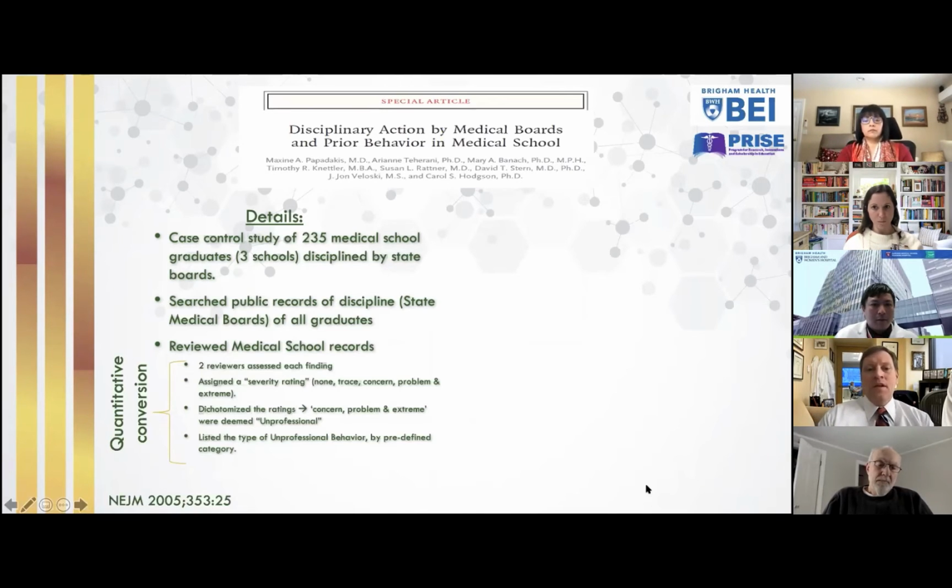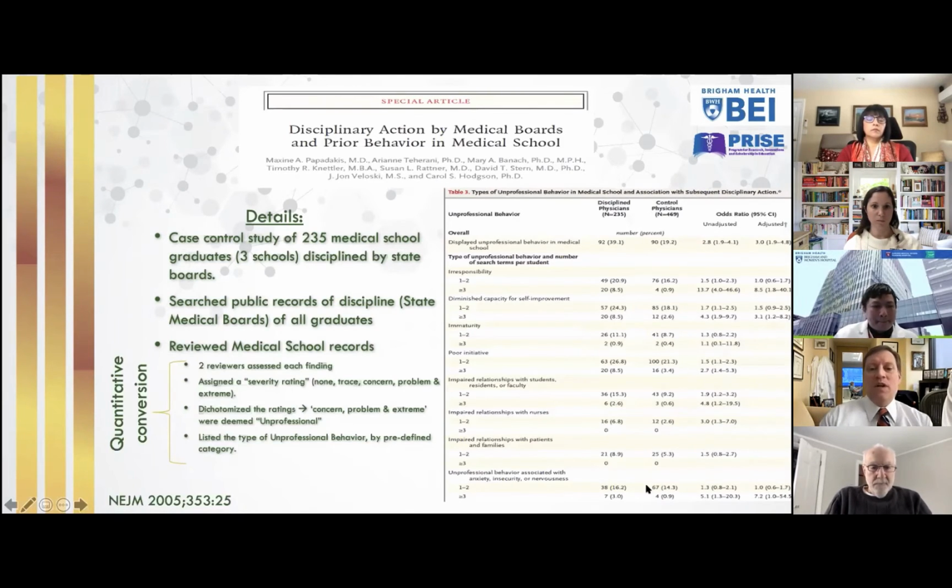How did they do that? Well, when they looked back in medical school records to try and understand behavior, they first had 2 blinded people assess each finding, each event that occurred. Then the quantitative conversion is, even though it was a behavioral event, they assigned a severity rating to it, ranging from 1 to 5: not severe, trace, a concern, a problem, or extremely concerning. And then they essentially dichotomized the ratings, and you're going to see that here on the right. If you were a 1 or a 2, it was really not as concerning. But if you were a concern, problem, or extreme, rated 3 through 5, that was deemed unprofessional.